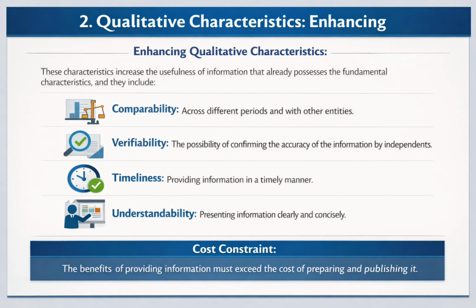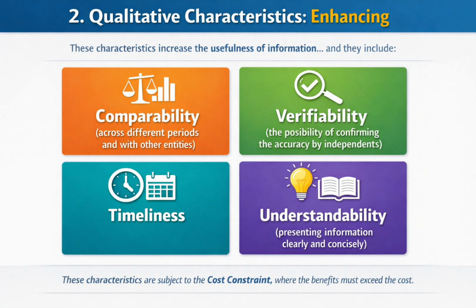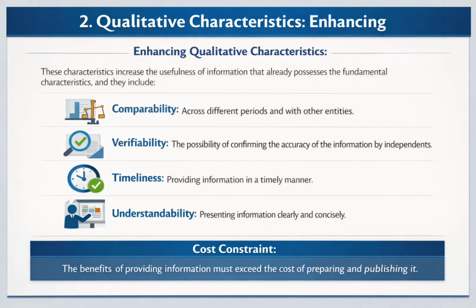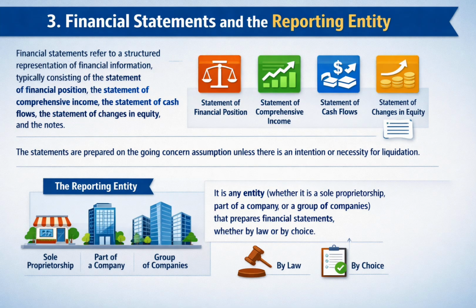Enhancing qualitative characteristics. These characteristics increase the usefulness of information that already possesses the fundamental characteristics, and they include comparability, across different periods and with other entities; verifiability, the possibility of confirming the accuracy of the information by independents; timeliness, and understandability, presenting information clearly and concisely. These characteristics are subject to the cost constraint, where the benefits of providing information must exceed the cost of preparing and publishing it.